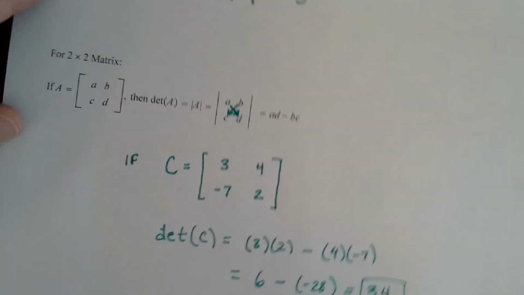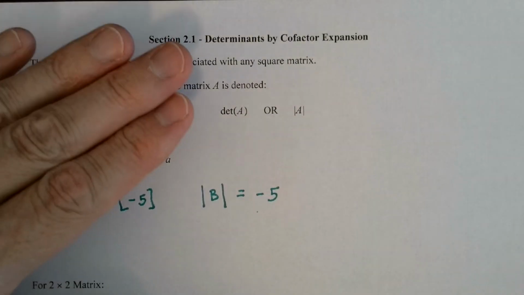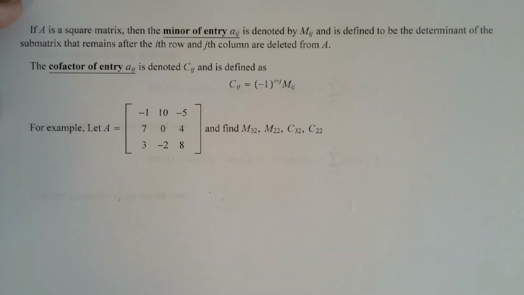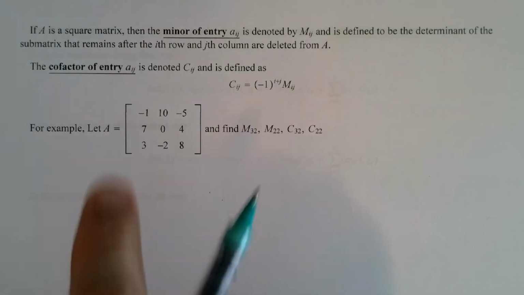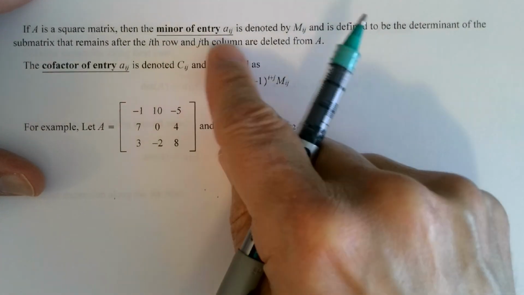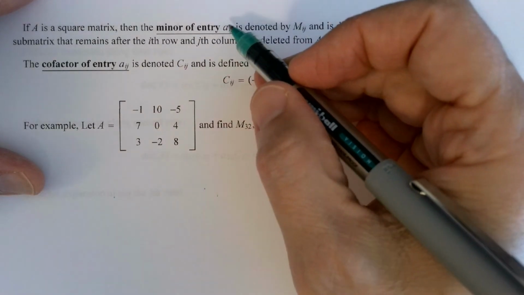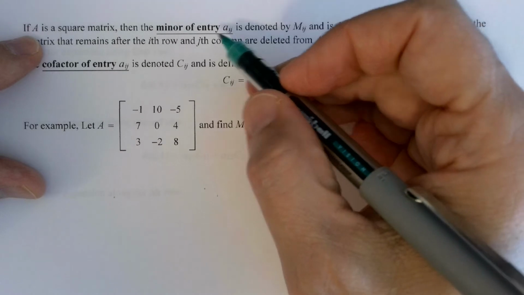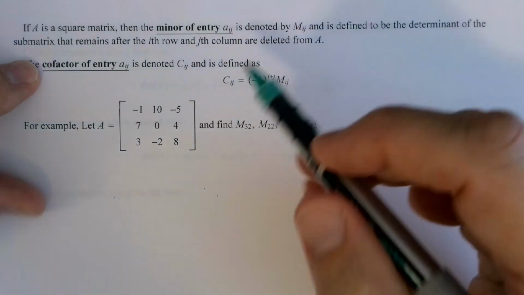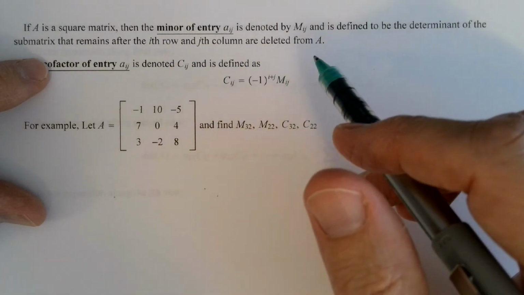Before we do so, though, we have to define some terminology here. We're going to be talking about determinants calculated by what we call cofactor expansion. So we have to describe and give you the definition of the cofactor. So if we have a square matrix A, first of all, we want to define something called the minor of every entry. So the minor of the entry, remember this is A sub ij, so this is the entry in the ith row, jth column of the matrix capital A. Okay, so the minor of that entry is denoted capital M subscript ij, and it's defined to be the determinant of the submatrix that remains after the ith row and jth column are deleted from A.